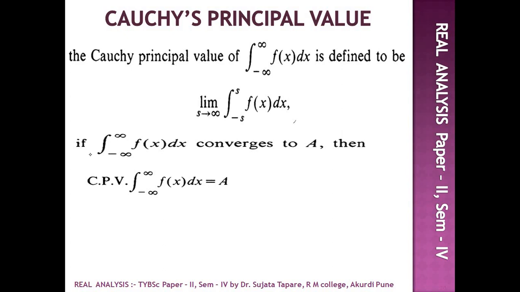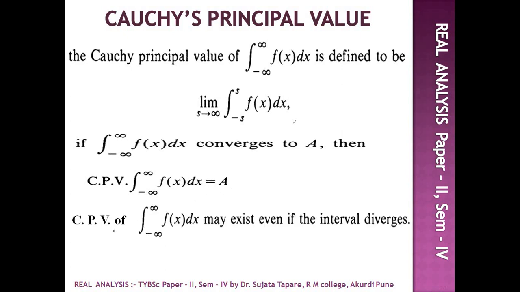One more important result: if the integral from minus infinity to infinity of f of x dx converges to a, then this Cauchy's principal value is also equal to a. So if the integral converges to a, Cauchy's principal value is also a, but the converse is not true. Cauchy's principal value may exist even if the integral diverges.